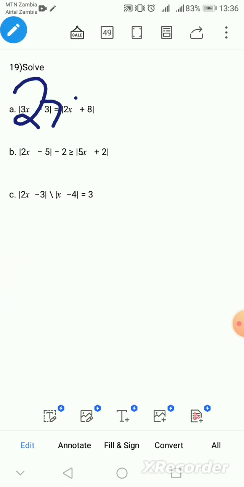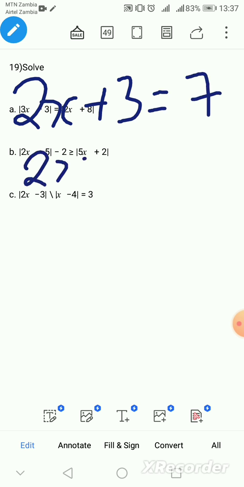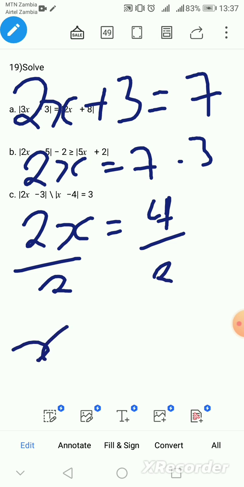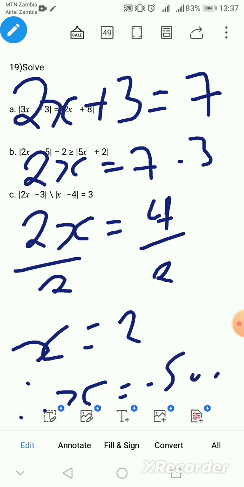We'll have 2x plus 3 is equal to 7. So in this case, our 2x will be 7 minus 3. So our 2x will be 4. Then we can divide by 2 on both sides, and in this case, our x is equal to 2. Therefore, the values of x are negative 5 or 2.